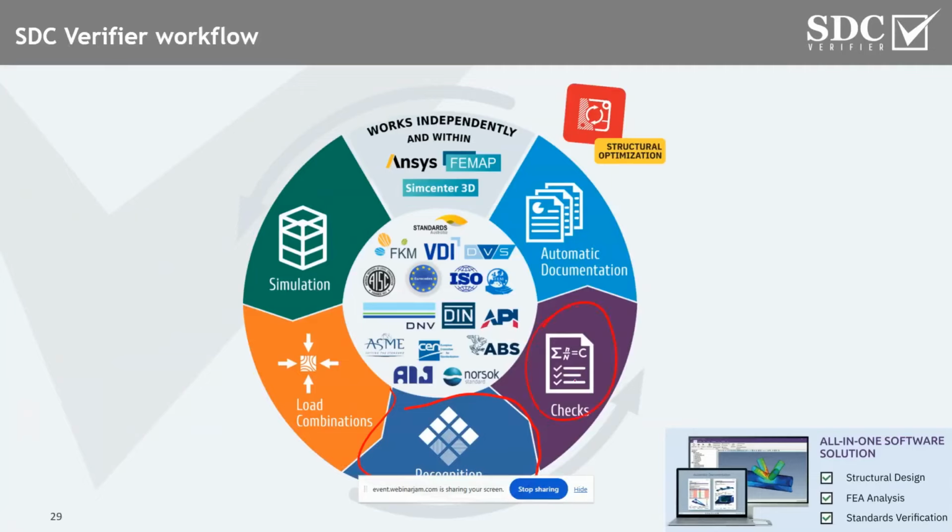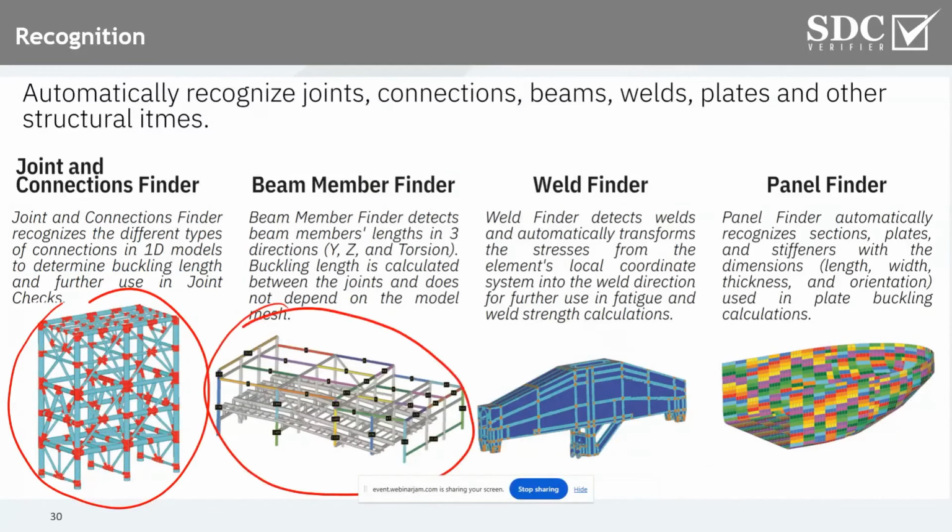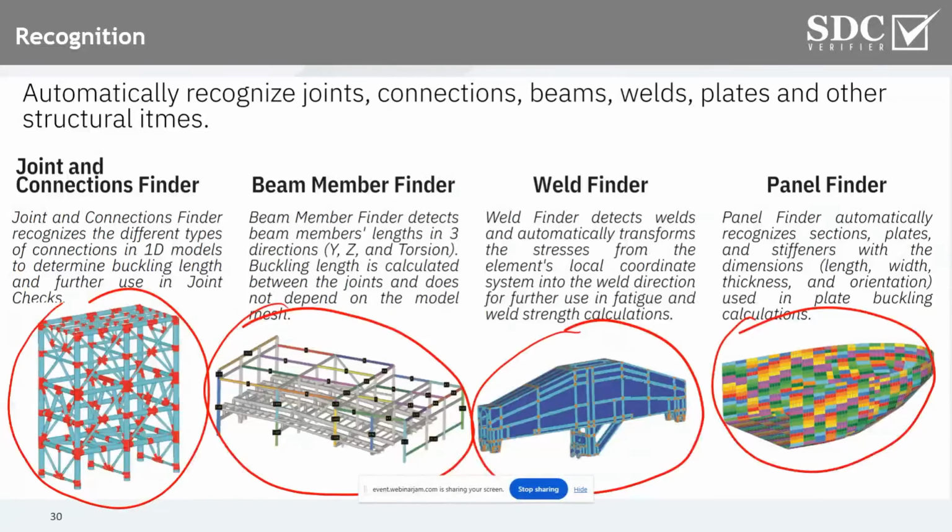So after you did that, the logical step would be to recognize your structural members if you want to conduct checks, because again, checks are not based on finite elements. They're based on structural items like joints, connections, beams or columns, welds, panels, stiffeners, and so on. So we need to recognize them somehow in a model. And SDC Verifier does that perfectly.